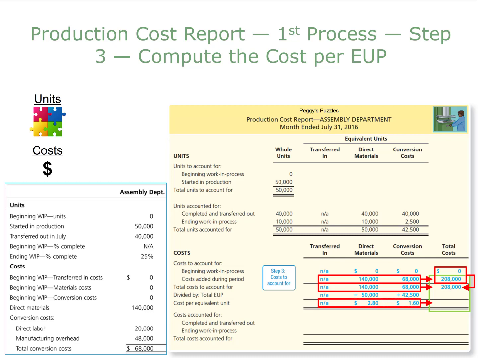Then the final part of this step 3 is to calculate the total cost per equivalent unit, which adds $2.80 and $1.60 to get a total of $4.40 of product costs per equivalent unit.